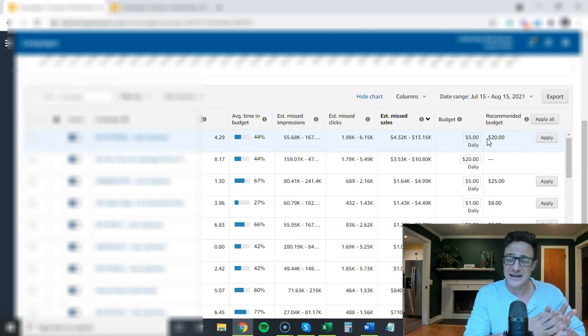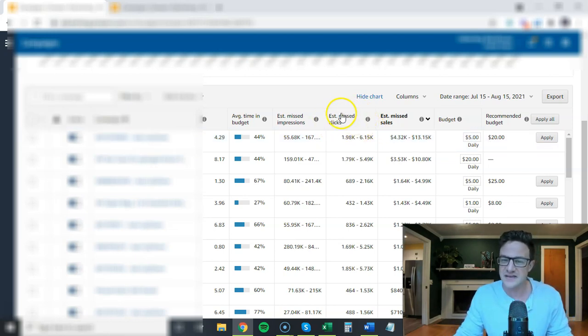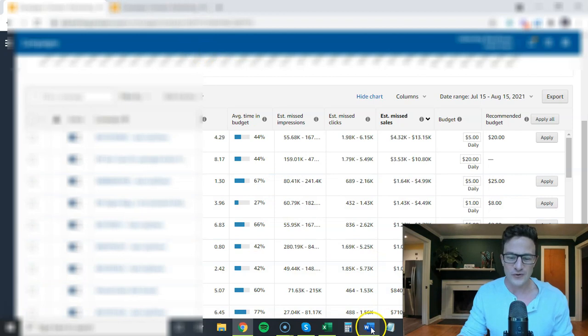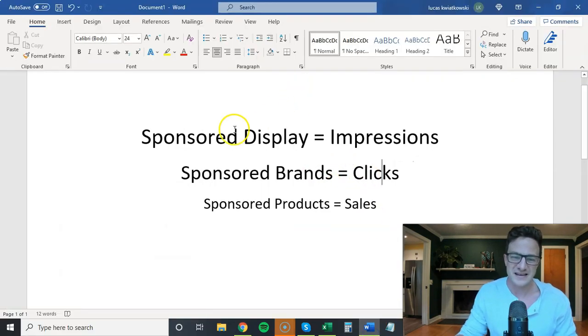I'm hoping this is going to get smarter and better, and they're going to actually allocate these metrics to the type of ads that they should go to, all right? And think of this for the future, this whole funnel thing. I'm going to be diving a little deeper into this. Impressions, clicks, sales. Every type of ad should have a specific goal.